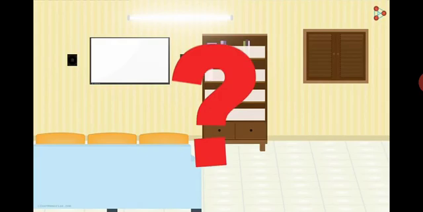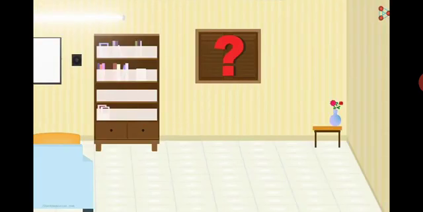Now students, can you see objects in this room? Yes, because light from the source falls on these objects and light travels to our eyes. Light helps us to see, so we can see the objects in this room.